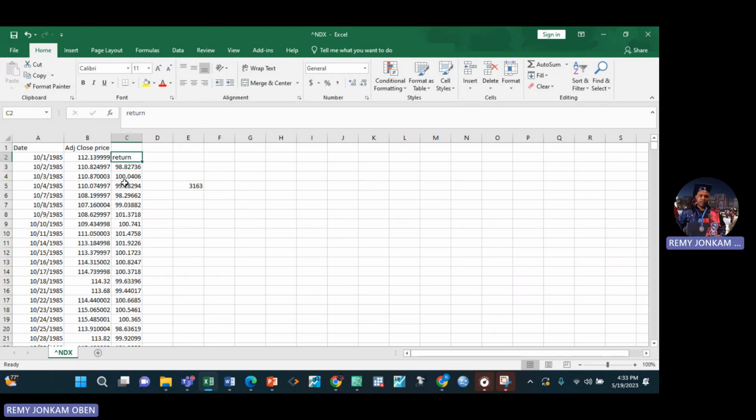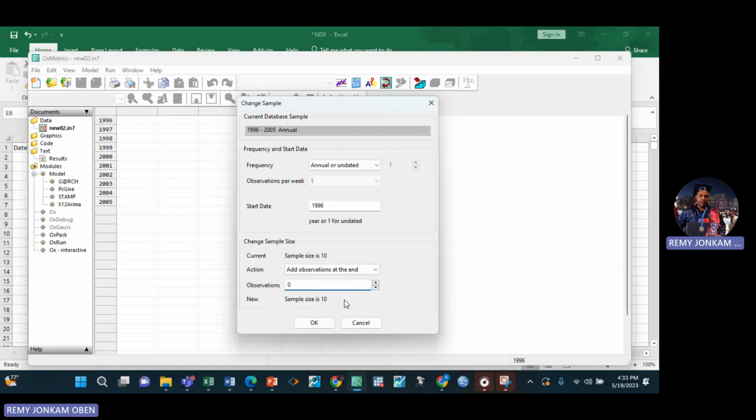Here we have data, but it is not an observation, it is not numerical data, it is just the heading, return. So this cell is included in this 3,163. If I subtract this one, it means I have 3,162 observations. That's how I check the number of observations, but you can manually check how many observations you have. Okay, so we have 3,162 observations. So I would directly write here 3,162 observations, and I click OK.